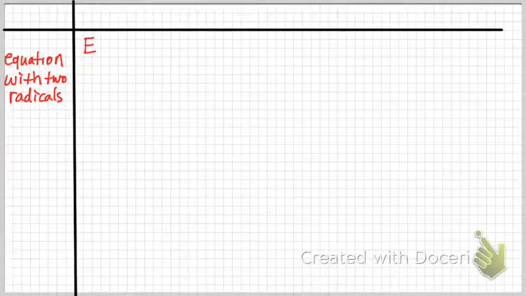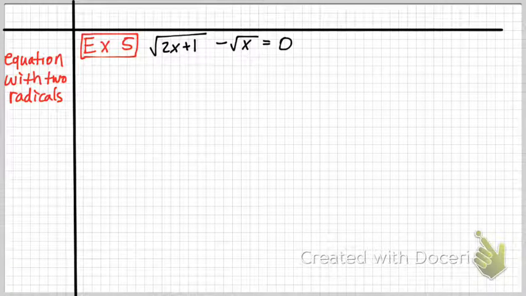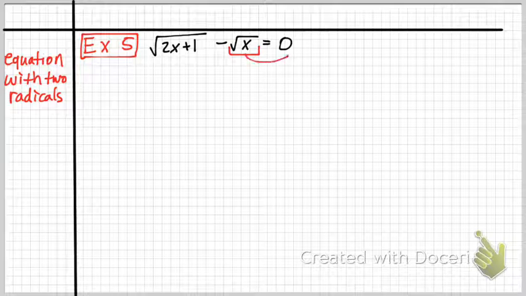Alright, so let's move on to example 5, and this is going to be when we have an equation with two radicals. So if we have an equation with two radicals, what we want to do is we want to get a radical on each side. So we want to take this radical and move it to the other side. That way when we square both sides, our radicals both fall away. So let's see what that looks like.